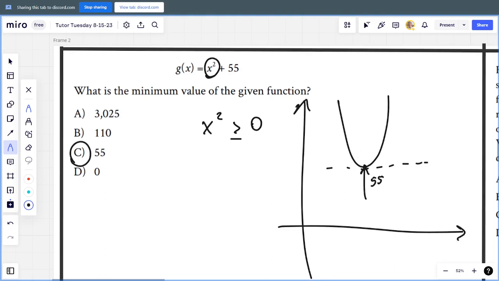If you don't want to graph it out or you don't know what that looks like, you can use the fact that x squared is greater than or equal to 0 because it can never be negative. So you could just plug in 0 here, get g of 0 is equal to 0 plus 55. Anything else is just going to go higher.